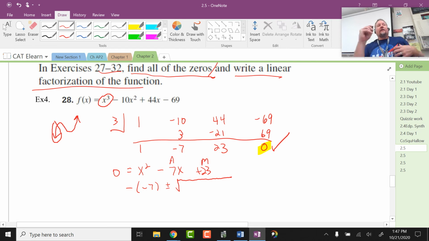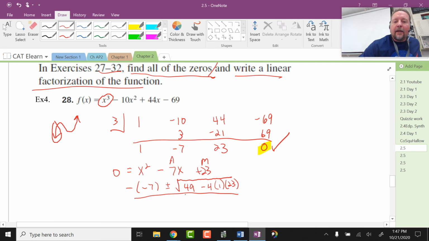All right. The opposite of b plus or minus the square root of b squared minus 4ac, all over 2a. And I'm not waiting on this.